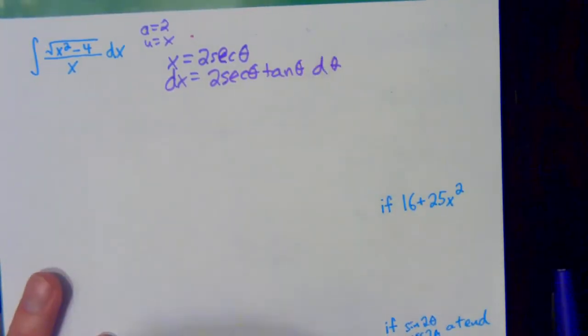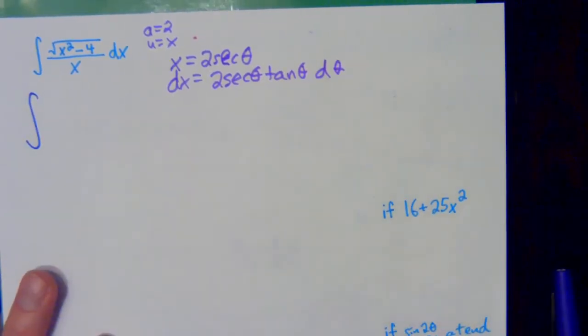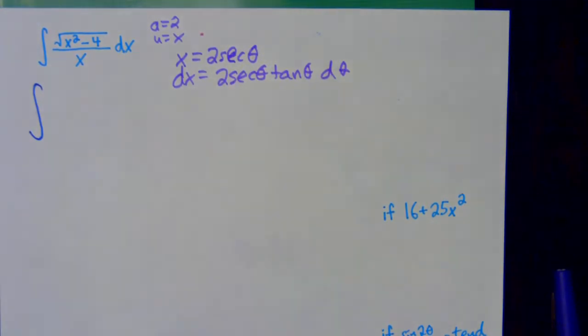And now we're about to do u-substitution. So I'm going to rewrite this integral. The x's are about to be gone. I'm having nothing but thetas in there. I'm going to insert the trig into this problem.